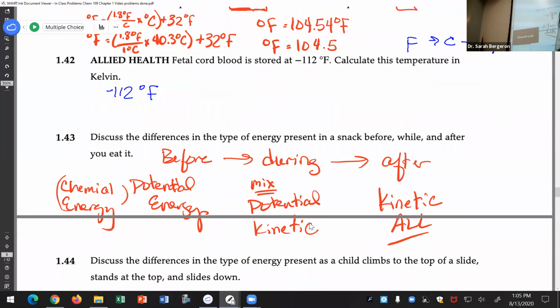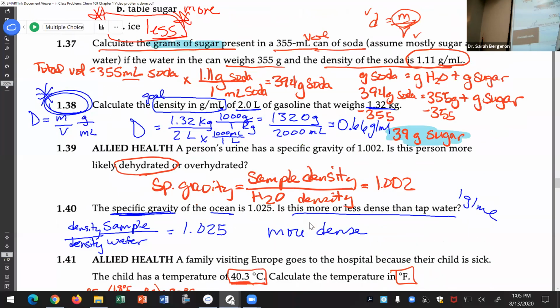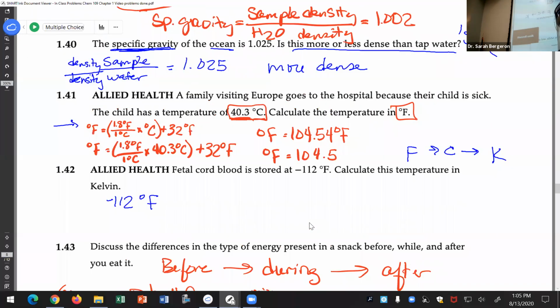Did I put the formulas? This is a formula I would give you. I guess I didn't. We were converting from Celsius to Fahrenheit, but we have to go the opposite direction. So you need to know degrees Celsius is equal to degrees Fahrenheit minus 32 degrees Fahrenheit, times 1 degree Celsius over 1.8 degrees Fahrenheit. I will give you that formula. Don't memorize it, but know how to use it. Okay?